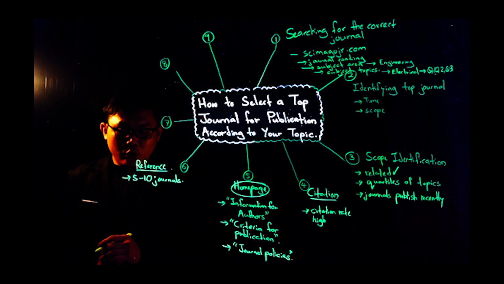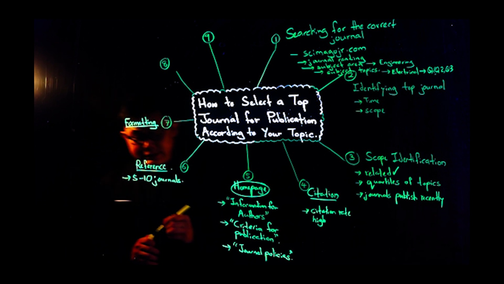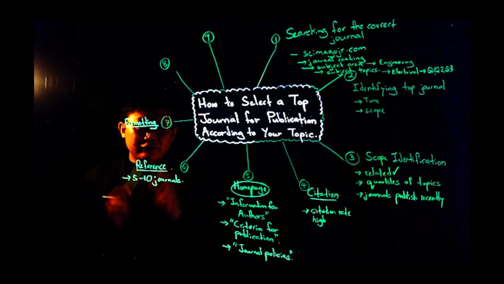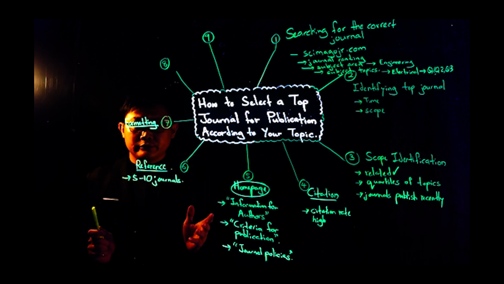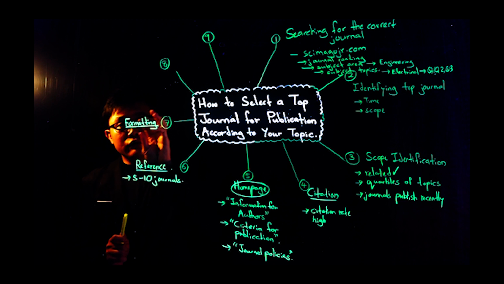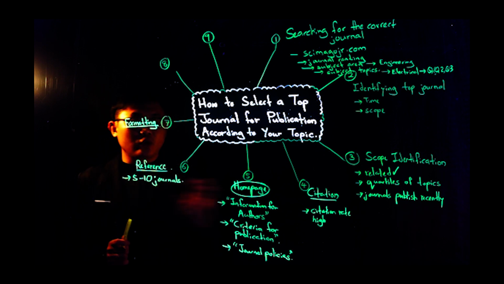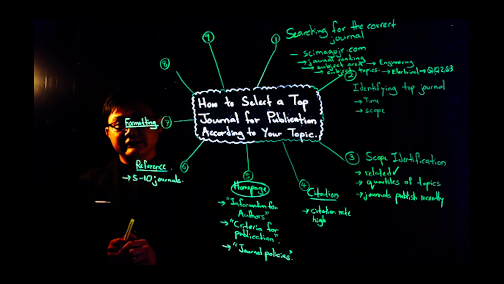Next, we go for formatting. Understand the formatting that is required in this journal by the publisher. Different formats are required by different publishers. I dare to say that if you do not follow their format, the chance you get rejected is very, very high. So spend some time to search inside the home page of the journal to see the format itself.